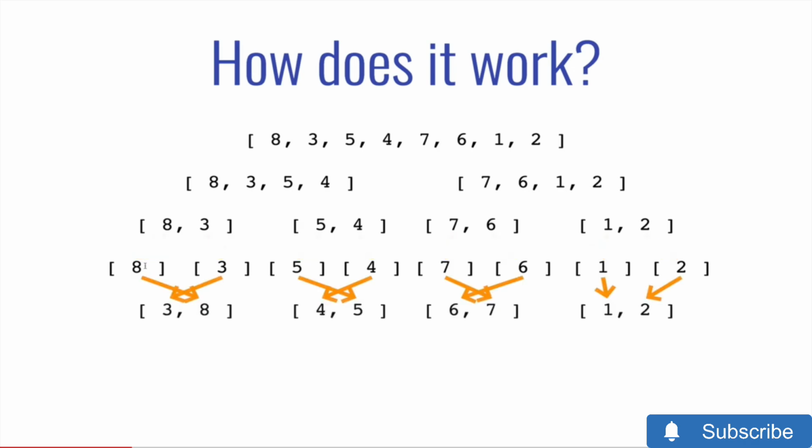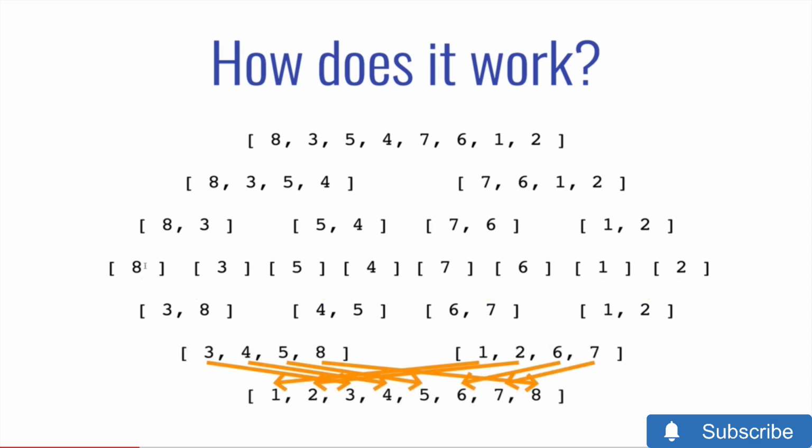Then what do we do? We merge them. Merging sorted arrays is easy. Well, compared to merging unsorted arrays, still not that easy. And we sort them back until we finish and we get a totally sorted array.